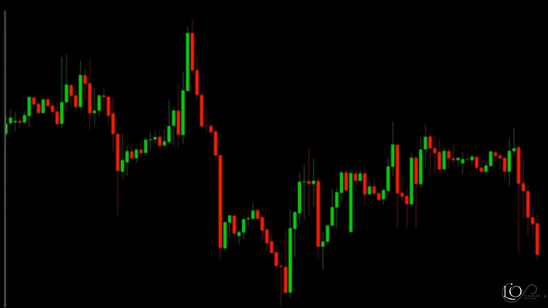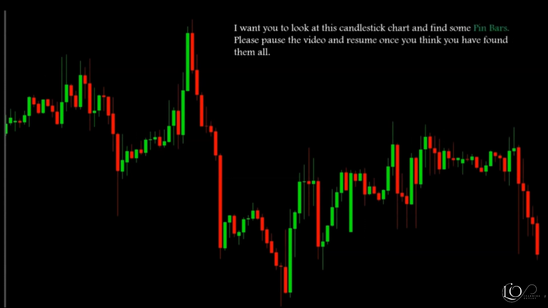Moving ahead, here is another chart. Actually it's the same chart. I just want you to find pin bars instead of engulfing patterns here. So pause the video, go through this, and then come back when you're done. And now let's proceed. So this here looks like a pin bar.